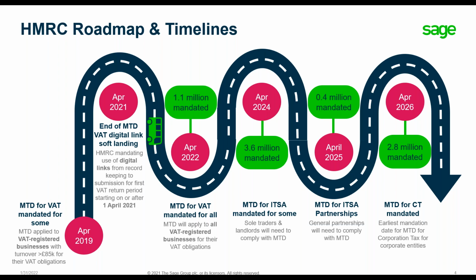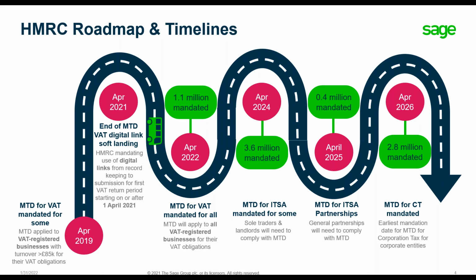So VAT registered businesses with a taxable turnover above the threshold, currently 85,000, marked the first milestone of Making Tax Digital back in April 2019. Since then, major events have included more complex entities being mandated in the following October, and then the end of the soft landing period for digital linking in April 2021.